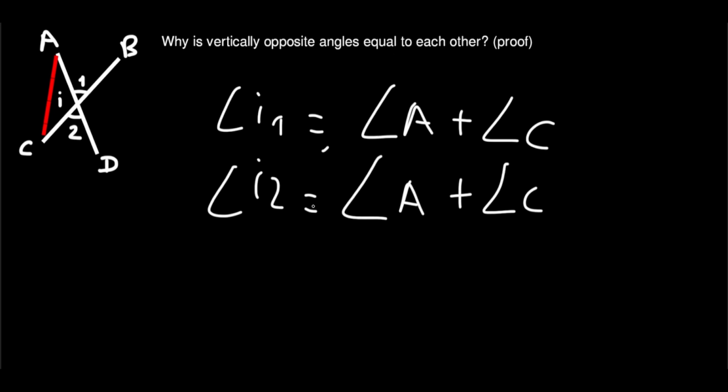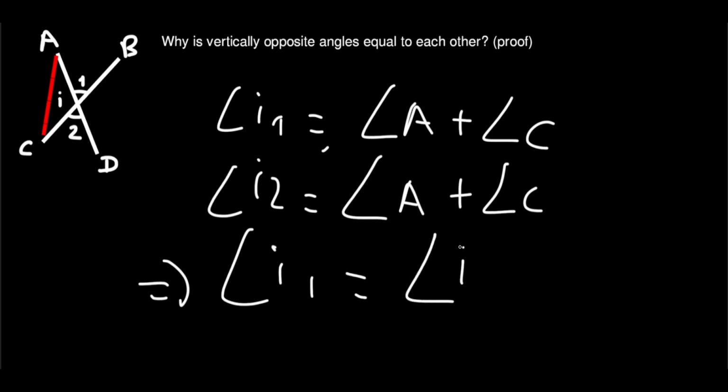So if they are the same, you can just write it as I1 is equal to angle I2, and that's exactly what we're looking for.